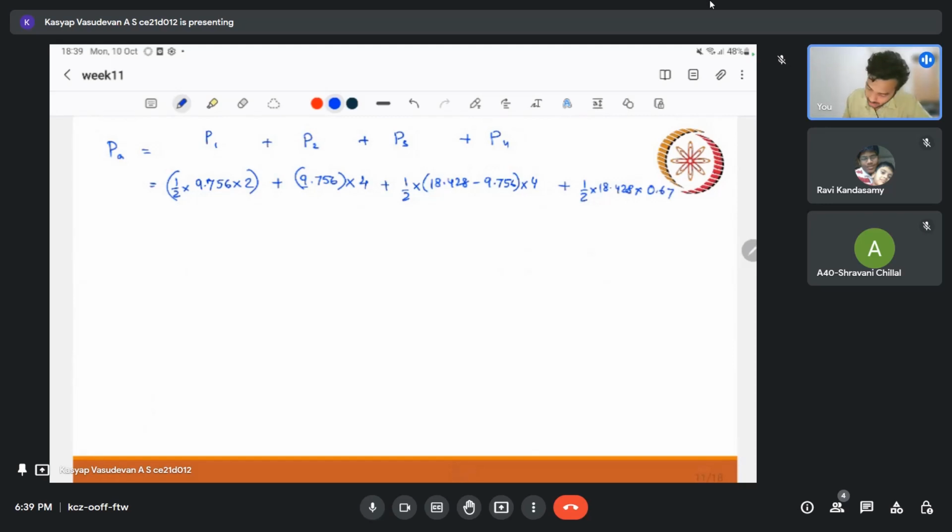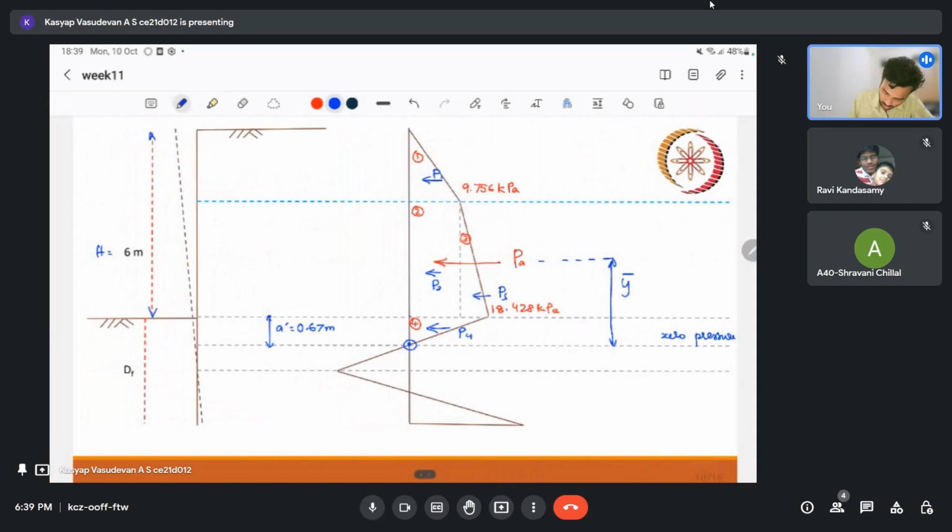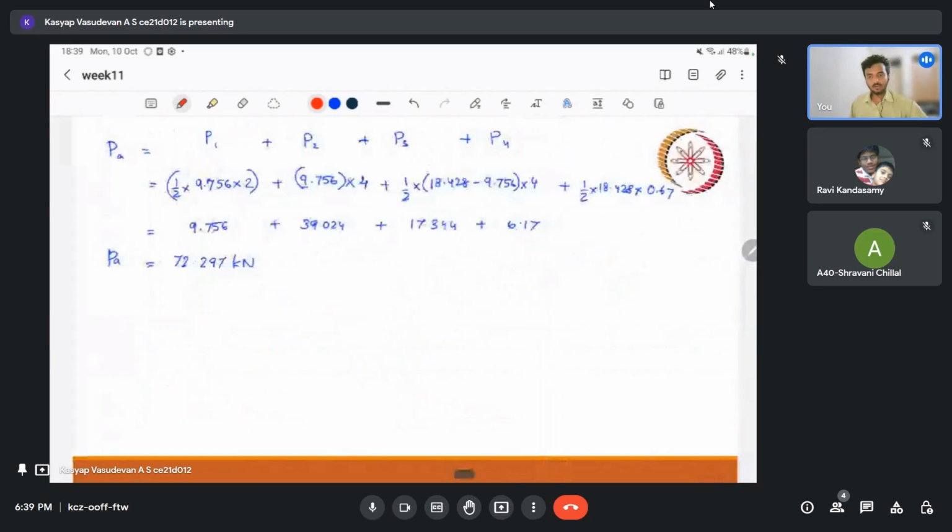Now if I solve this, I'll get P1 as 9.756, P2 as 39.024, P3 as 17.344, and P4 as 6.17. So if I add everything, I'll get the total as 72.297. So this is my total pressure, so my total force is 72.297 kN. So I have the total force.